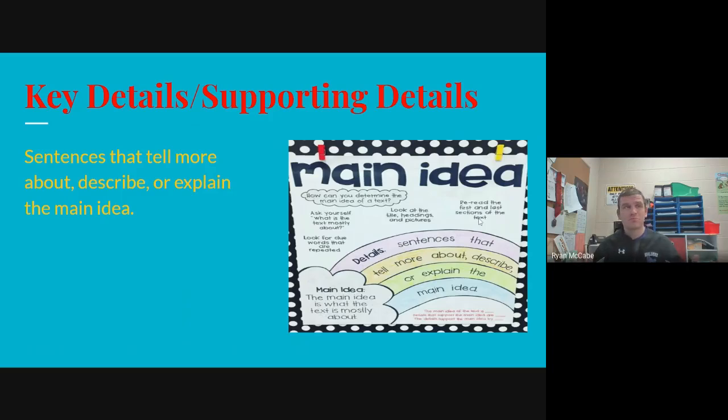So if you're reading maybe like an opinion paper that you just wrote, if you read the introduction paragraph and you read the closing paragraph, they should state the same things, which would be the main idea. They would also then include supporting details in there if they're written correctly.